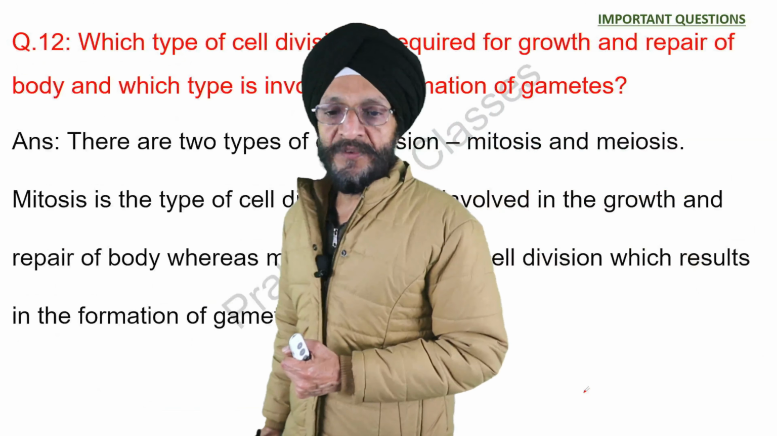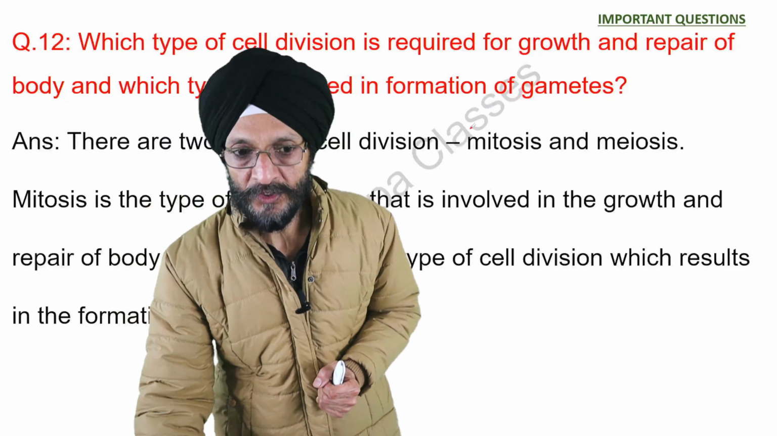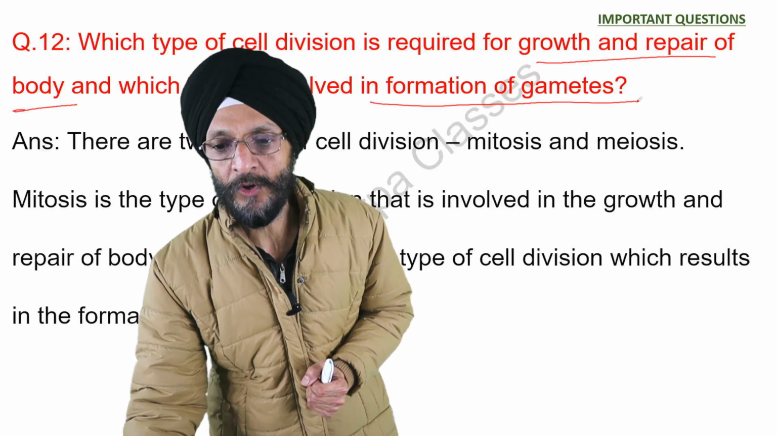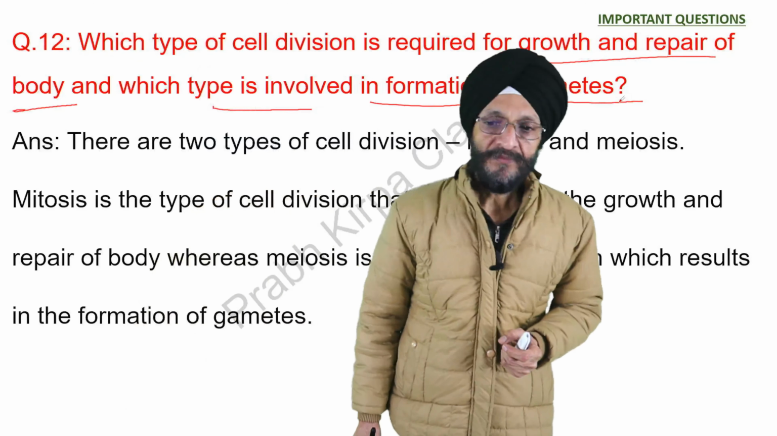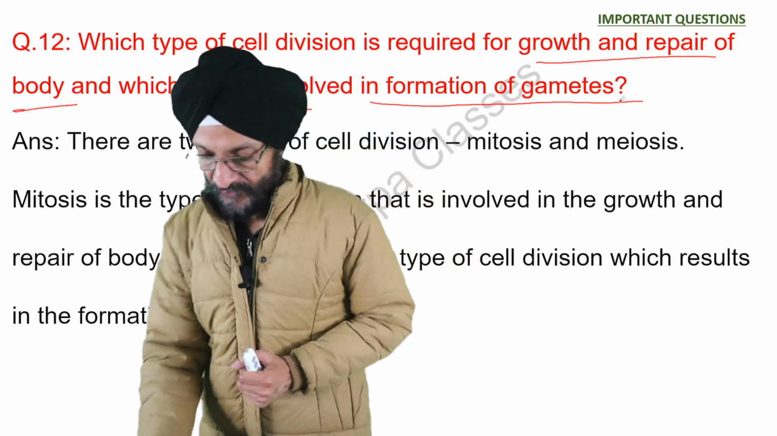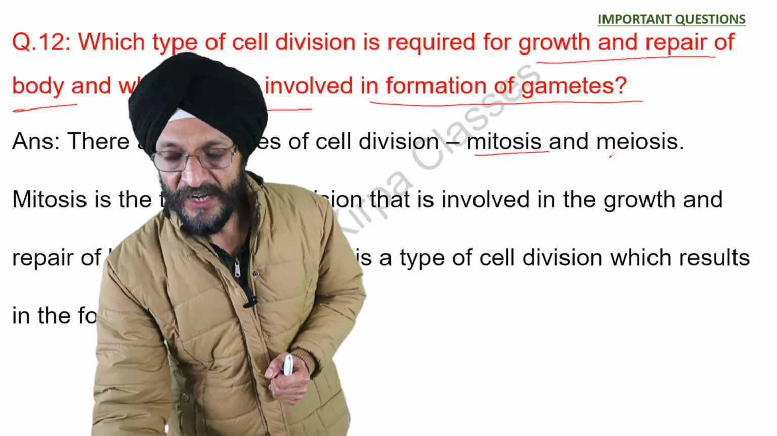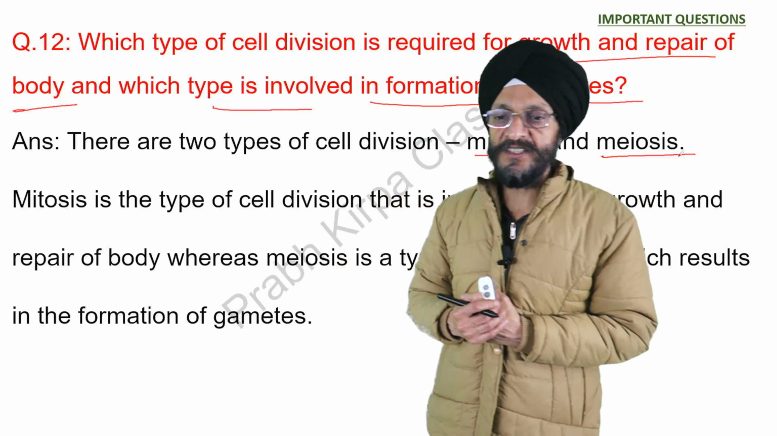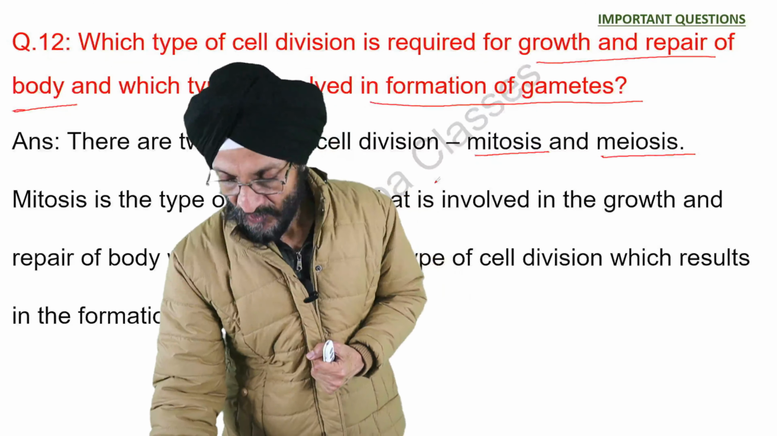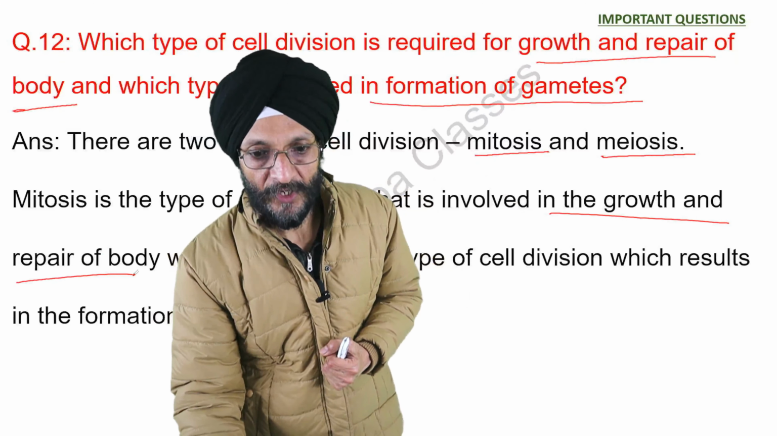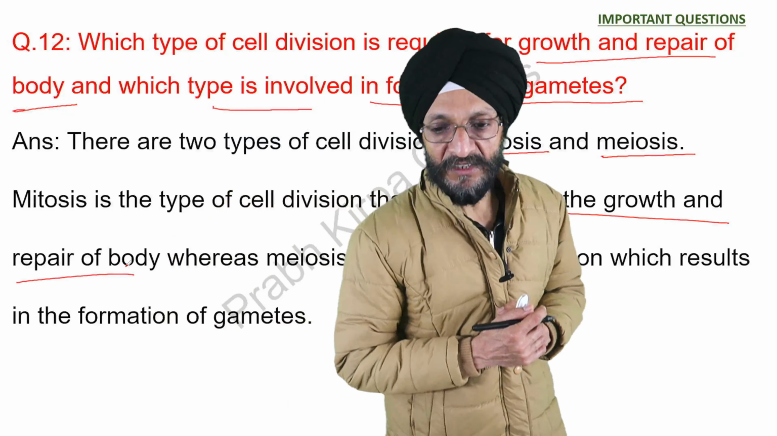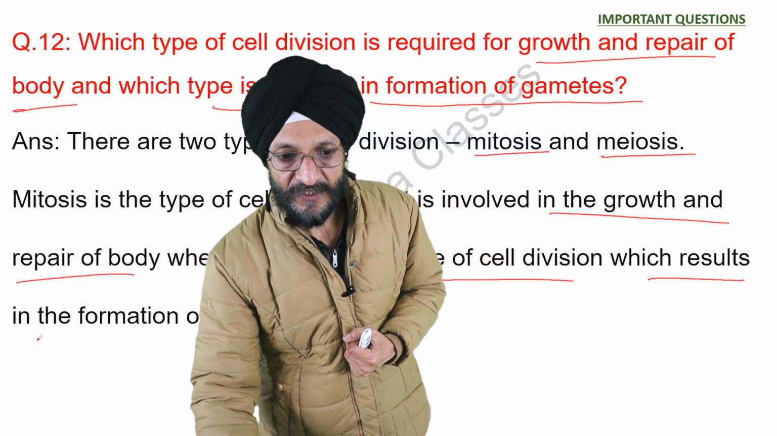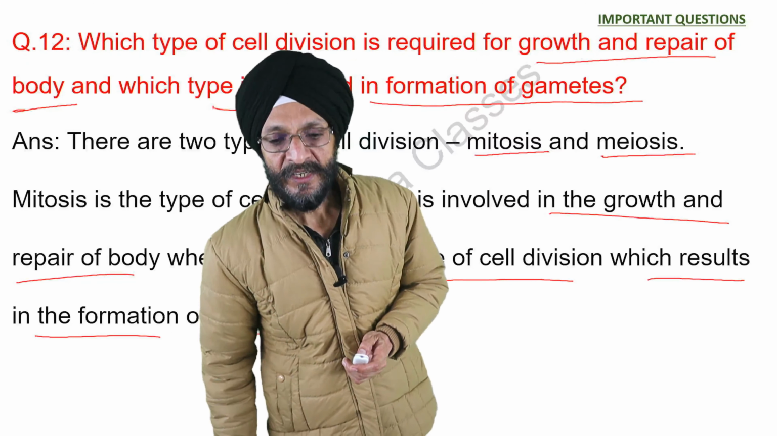Now next question, which type of cell division is required for growth and repair of body, and which type of cell division is involved in formation of gametes? There are two types of cell division. First is mitosis, another is meiosis. Mitosis is the type of cell division which is involved in growth and repair of the body, whereas another cell division, known as meiosis, is the type of cell division which results in the formation of gametes.